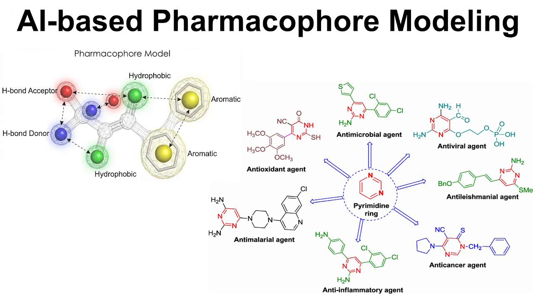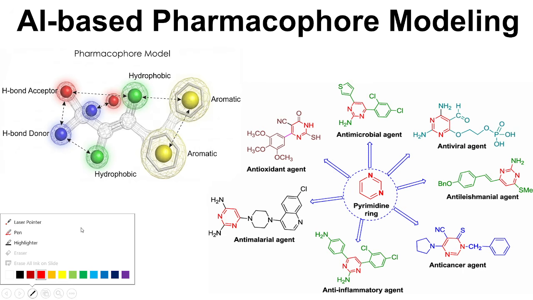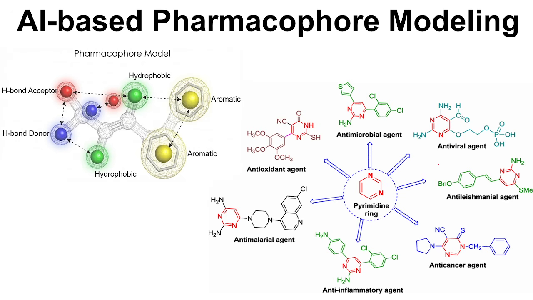So now, AI-based pharmacophore model. Before going to the process of pharmacophore modeling, let me show you what a pharmacophore is. Okay, so we must know what a pharmacophore is. Here you can see that we have a pyrimidine ring. Now this pyrimidine ring has been substituted with various functional groups. Here it is substituted with thiophene, here 2,4-dichloro, and here with an NH2 group. Okay, in this way it became an antimicrobial agent.